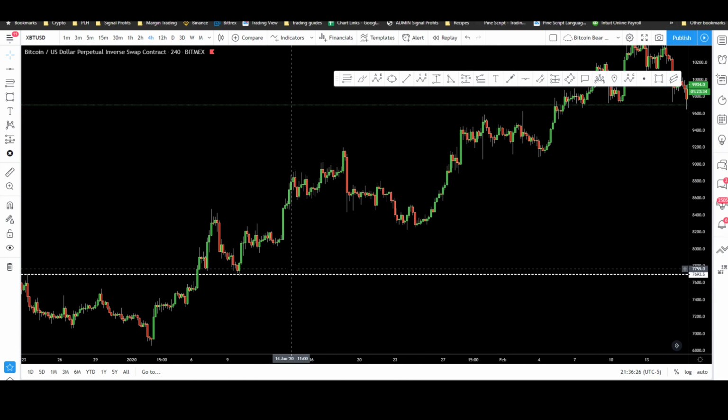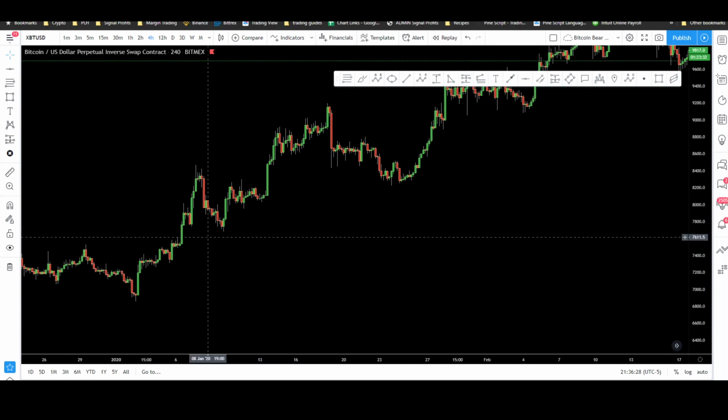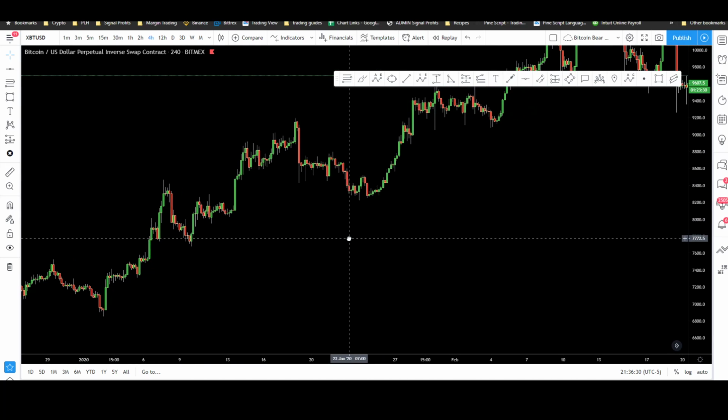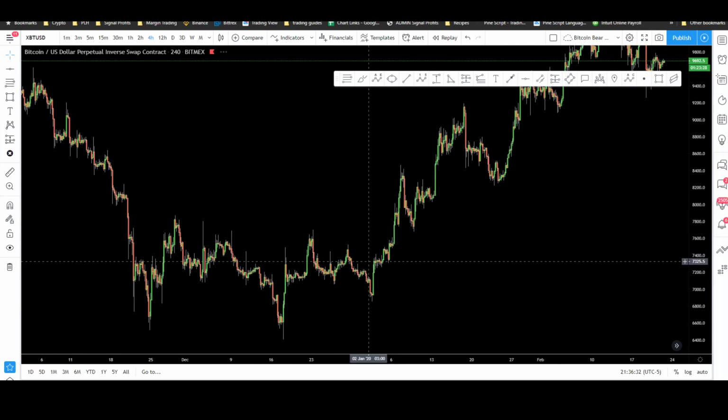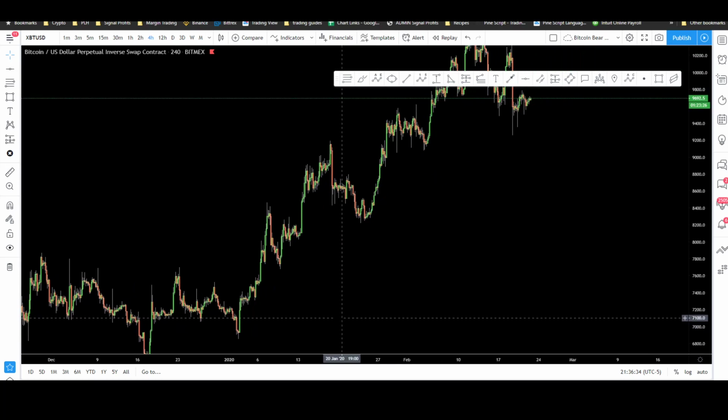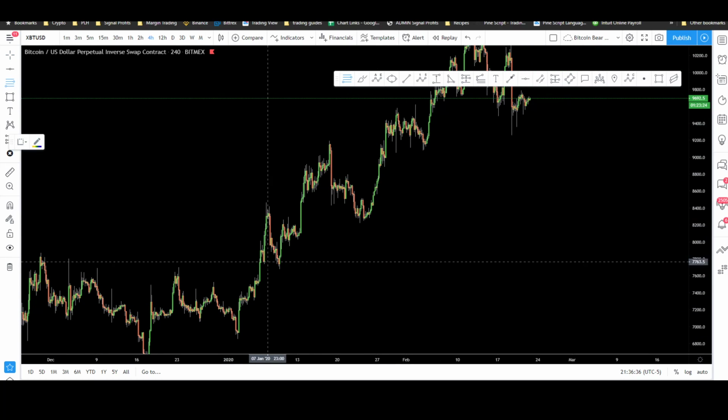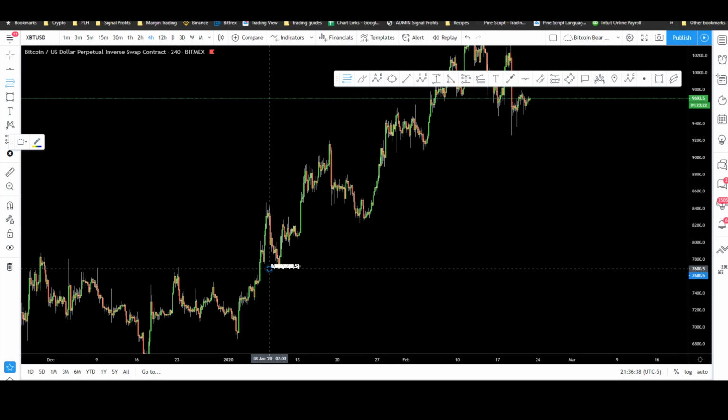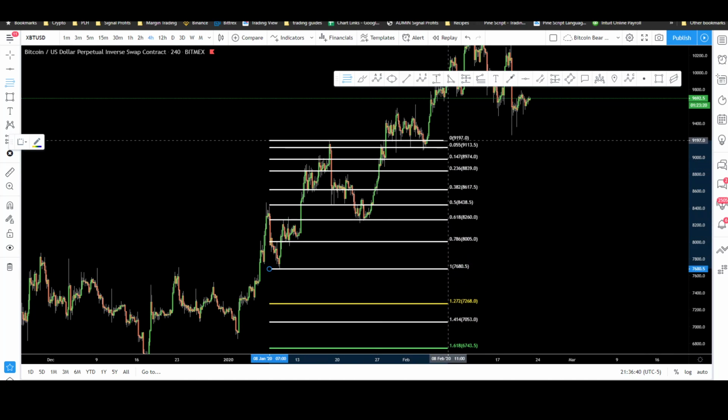So we're going to do this one more time, all right? We got the pullback, we did the extension. So now, here was our last pullback level here. We go from the swing low and take it all the way up to the swing high.